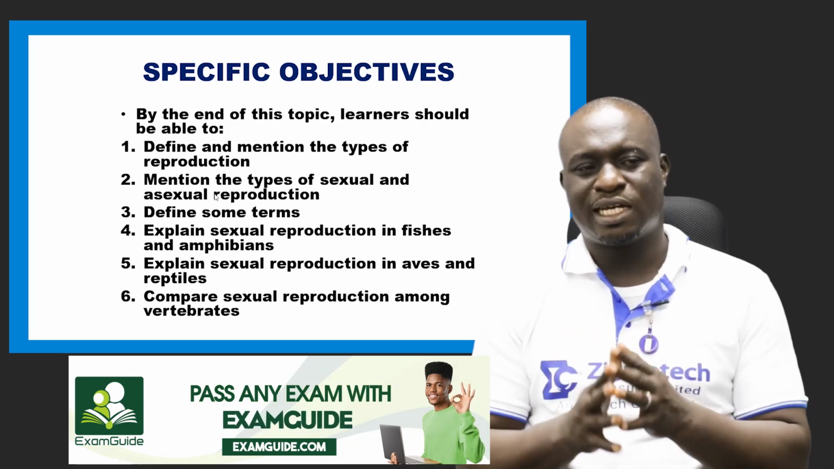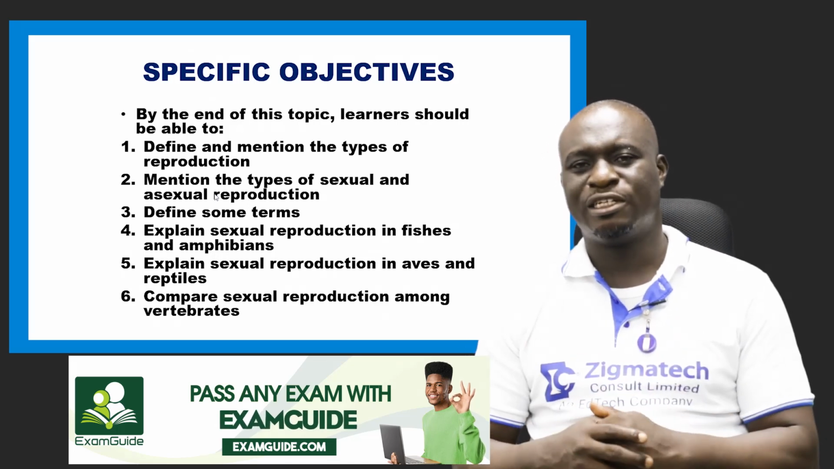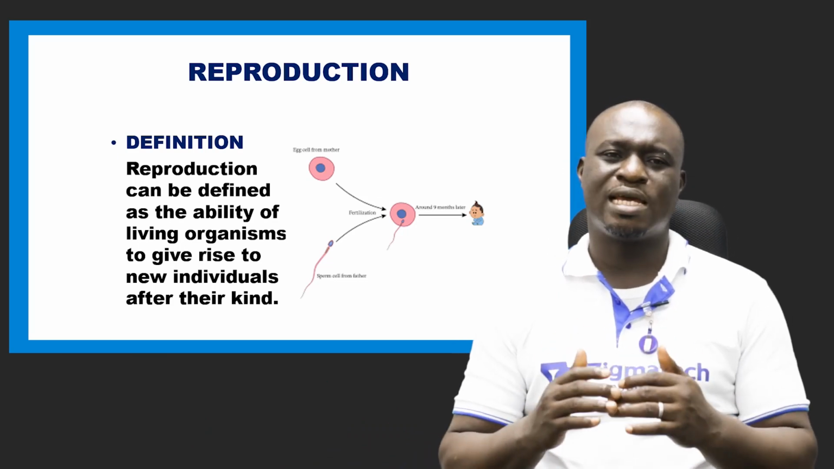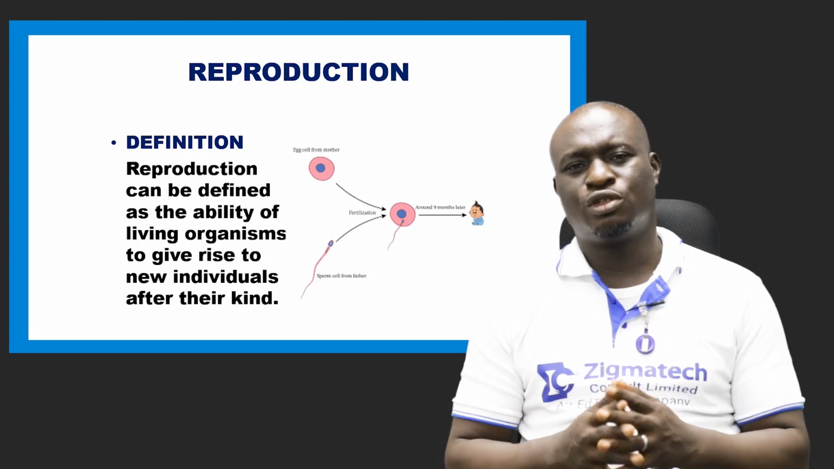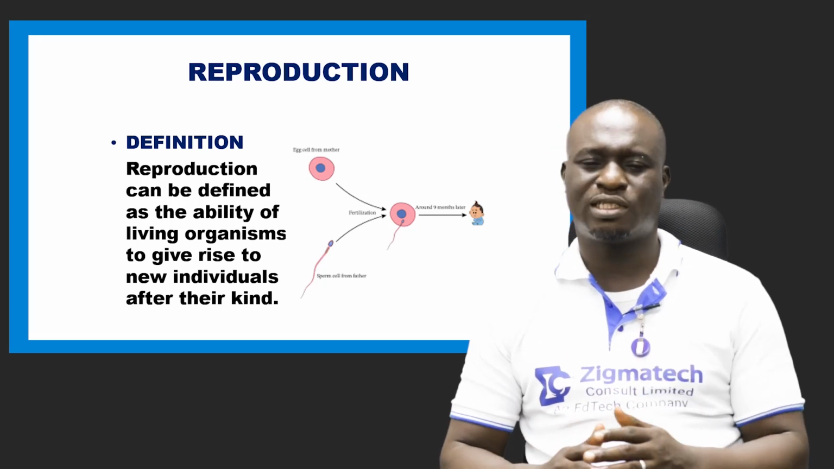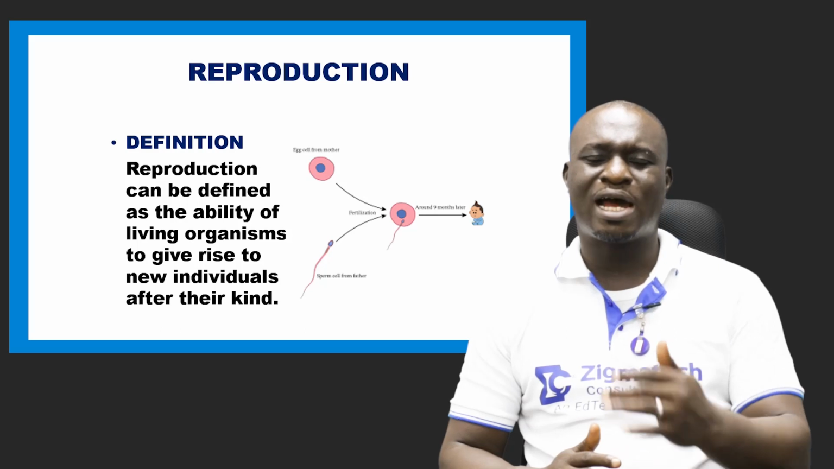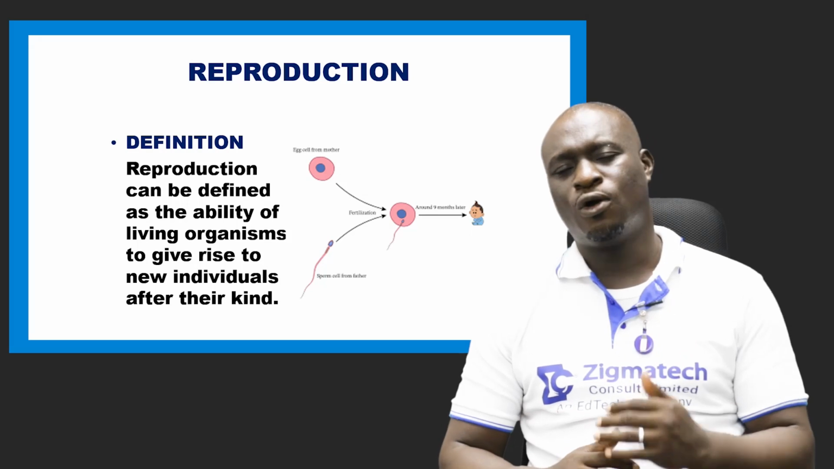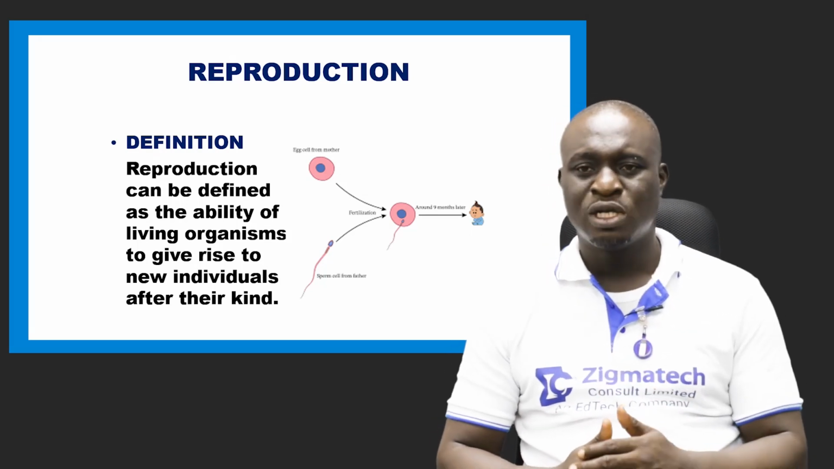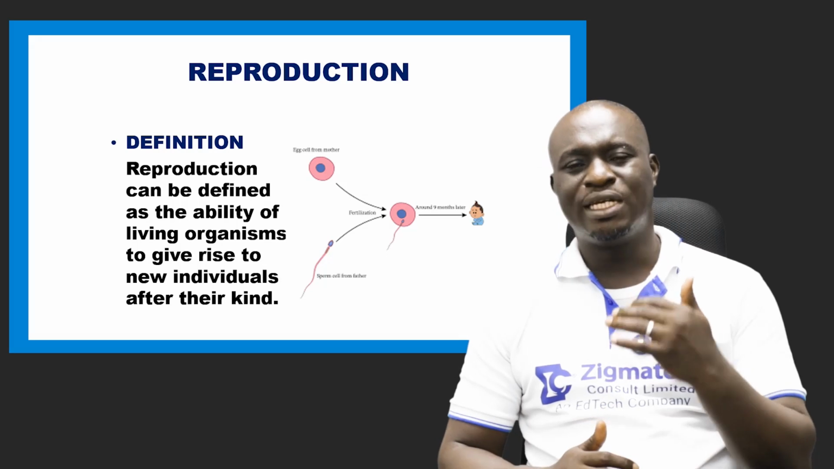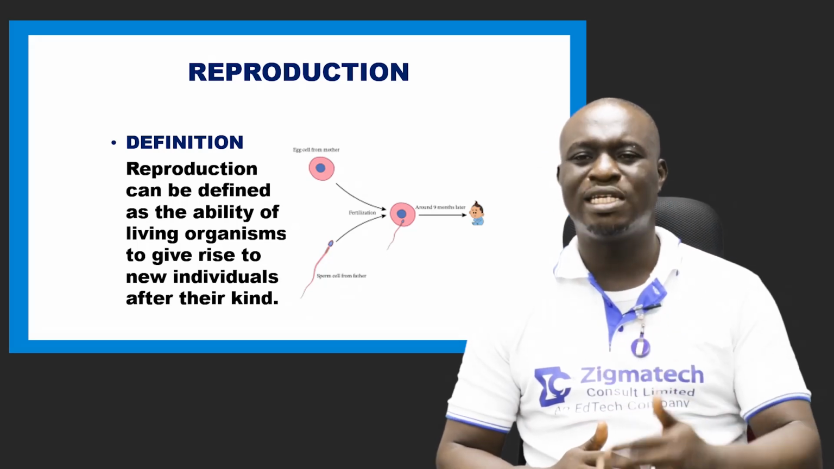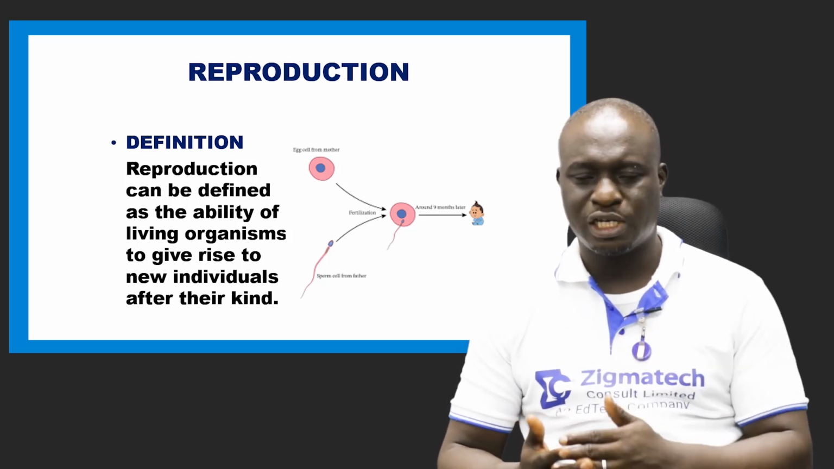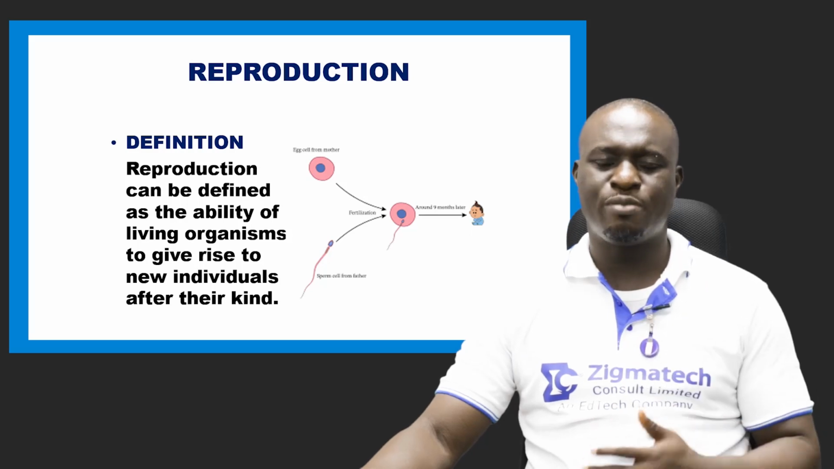Now, if you are actually set for this particular class, let's begin with the definition of reproduction. Now, what is reproduction? Reproduction can simply be defined as the process by which living organisms give rise to new individuals or young ones after their kind, or you can say of the same species. So that is what we call reproduction.